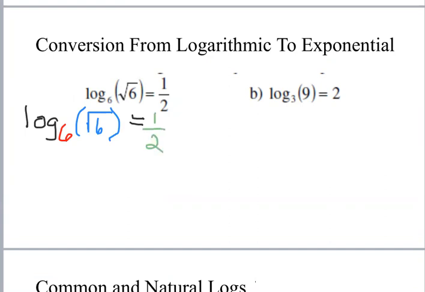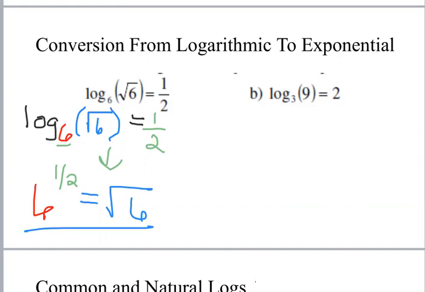Okay, so when I rewrite it, that 6, which is the base of the log, is now the base of the exponent. The green, which is the answer, is now what we're raising it to. And you get the square root of 6. And we know that that makes sense. Anything to the 1/2 is the same as the square root. So we have converted it that way.